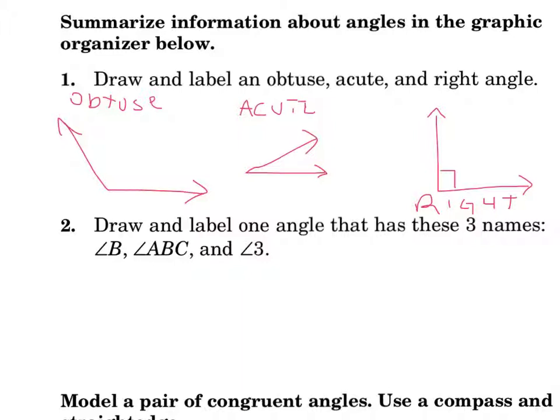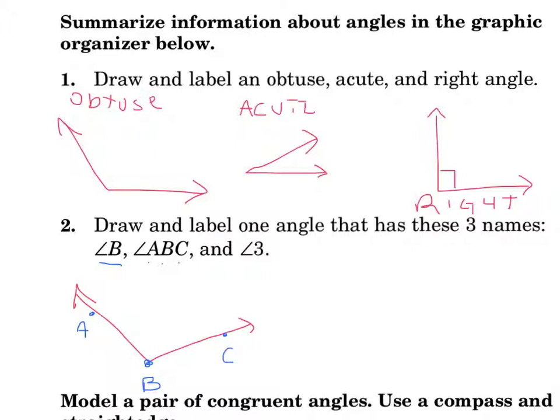Okay, next, draw and label one angle that has three names. So B, ABC, and angle 3. This is showing you that there are three different ways that we can label an angle. And so let's make an angle here. Here we go, I got an obtuse angle. Well, what we know first, if we want to call this angle B, that means the vertex has to be B. And since it's angle ABC, we always put the vertex in the middle and the two sides. So it starts at A, goes through B, ends with C.